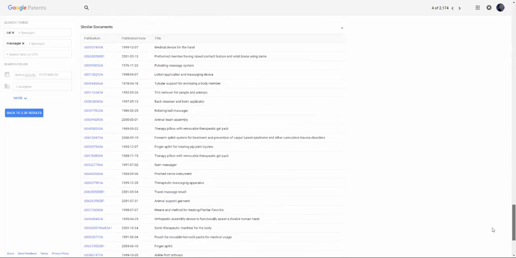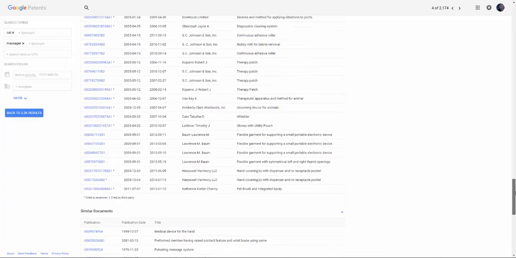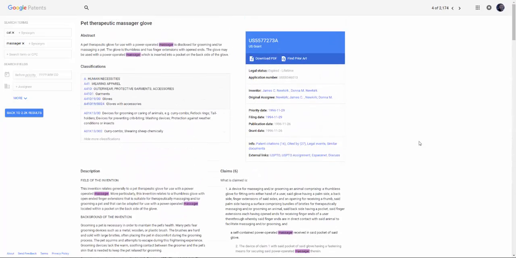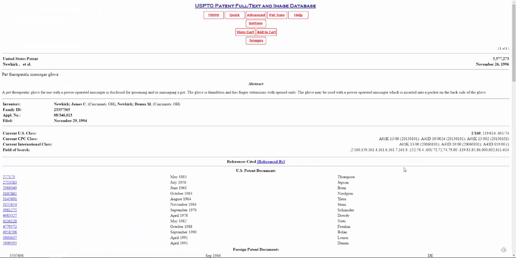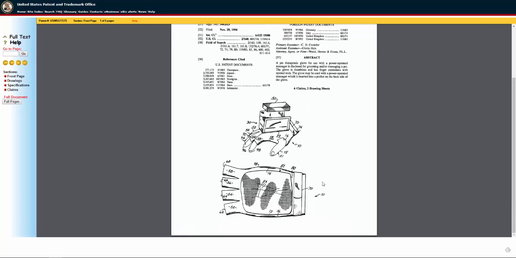And if you scroll all the way down, you can see that the patent has been properly maintained and that other patents have cited to this patent. If you click on external links here to the USPTO, you'll see this same information on the USPTO's website, along with the images and exhibits that were included with the filing.